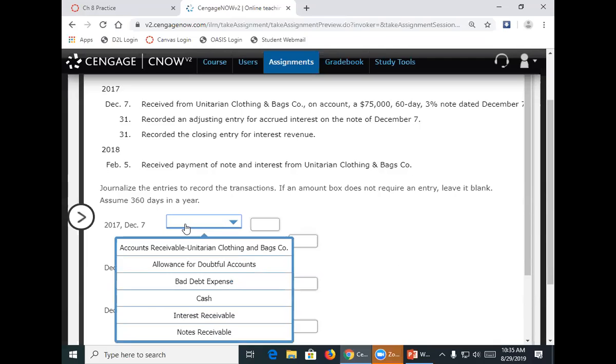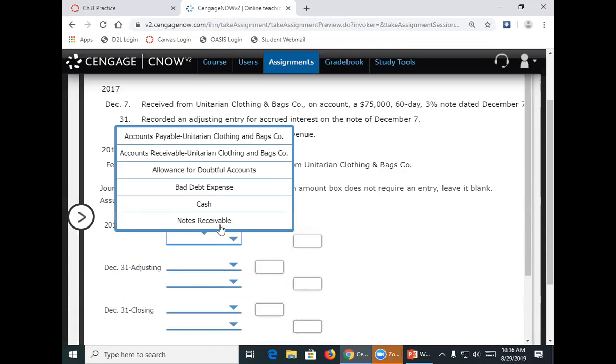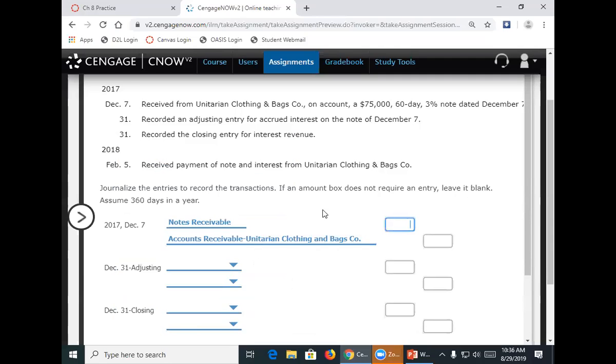Notes receivable is debited. Very good. And accounts receivable is credited for the face amount of $75,000.